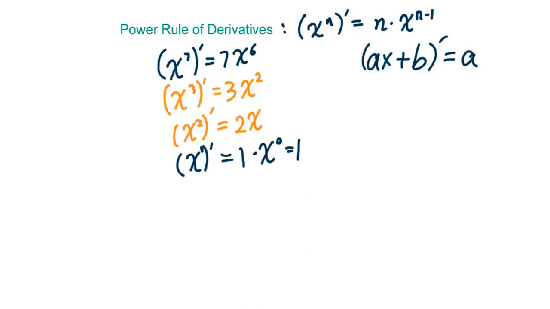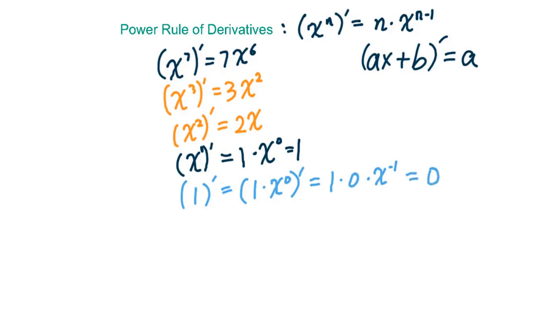And if we have 1, what's the derivative for 1? For this 1, I can write down 1 times x to the 0 power. Then we do the derivative using this power rule. You will get 1 times 0 drop down, and then 0 minus 1 is negative 1. Any number multiplied by 0 gives 0. Therefore, for a constant number, let me write down C, your derivative will be 0.